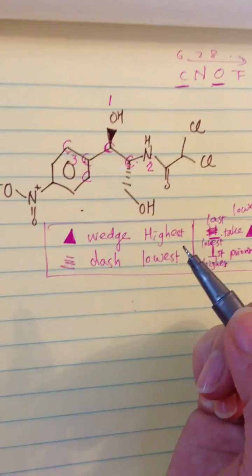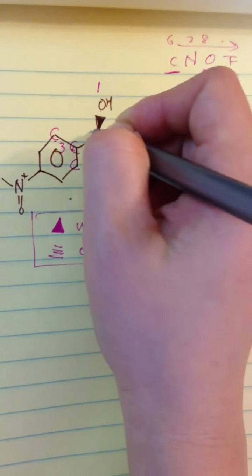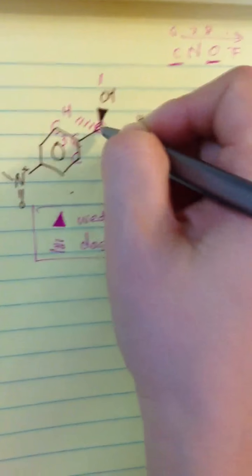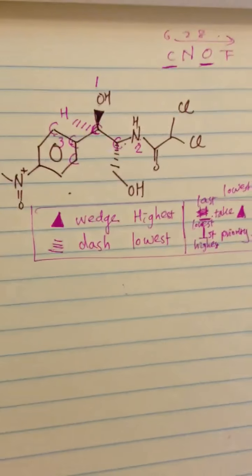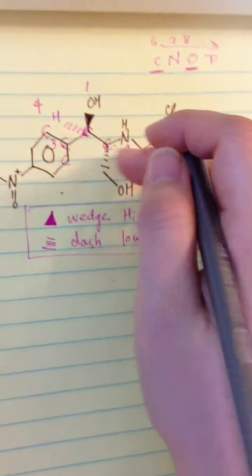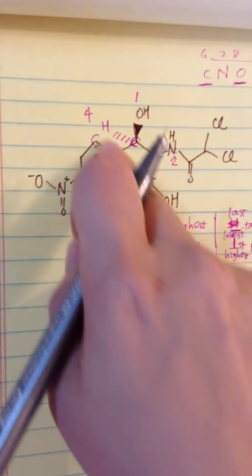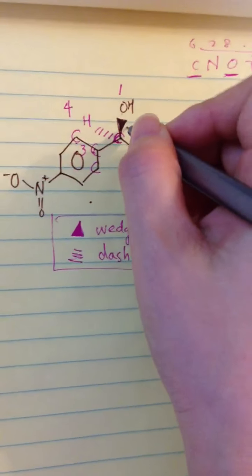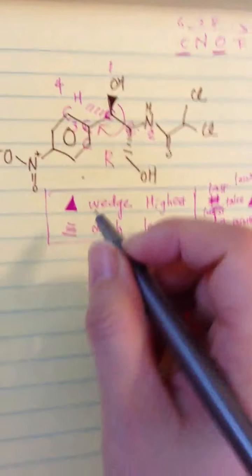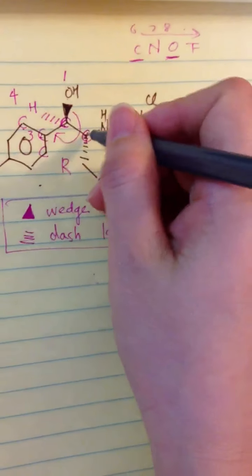Your lowest priority is not shown right now. So maybe I can draw your lowest priority here or somewhere here. It doesn't really matter. That's your number 4. So you're saying 1, 2, 3, 4. You see that 1, 2, 3, 4, you're going clockwise. That's your R configuration. Now I'm going to the second chiral center right here.